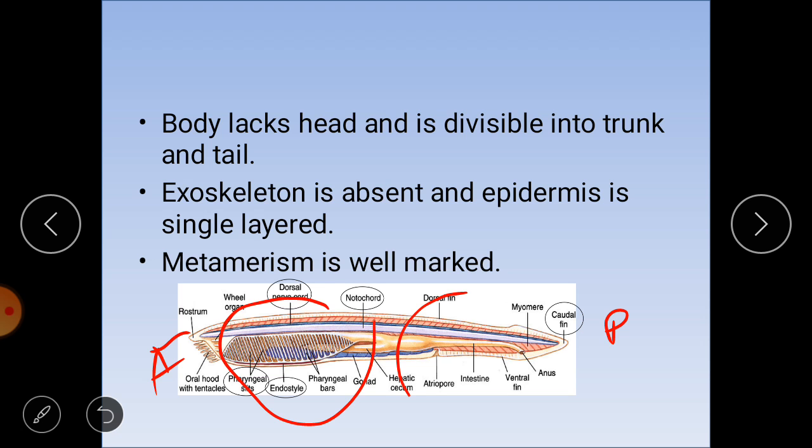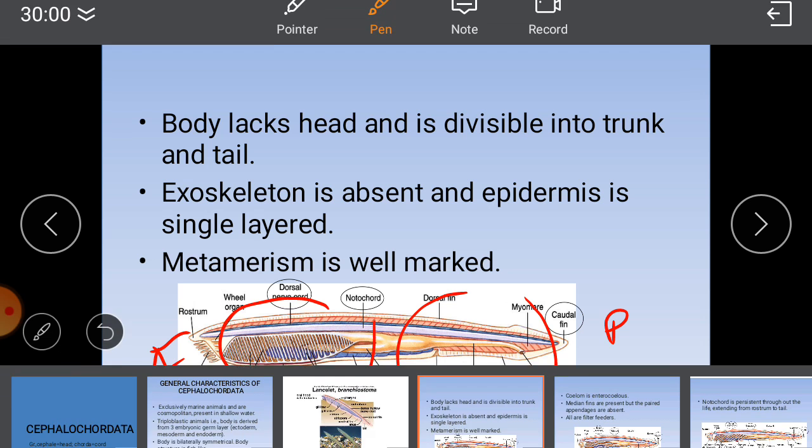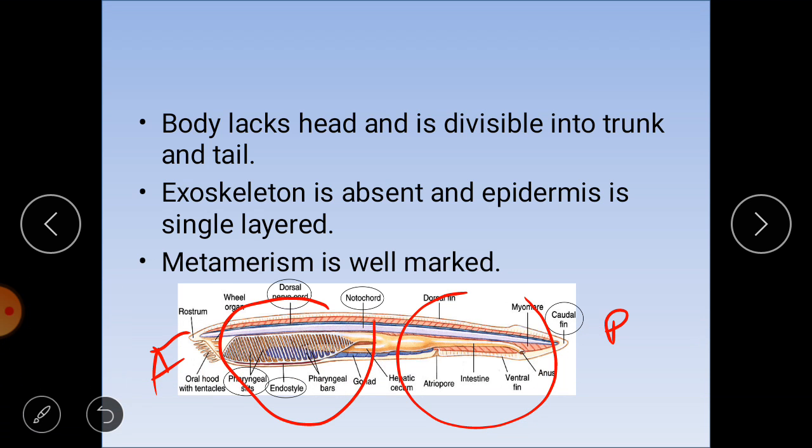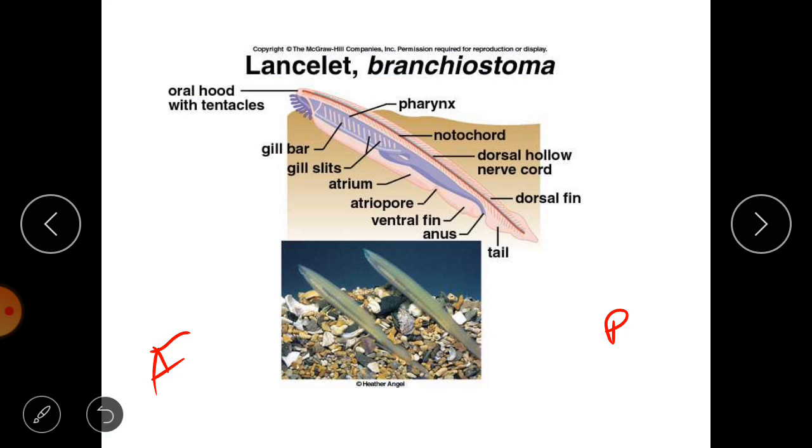Exoskeleton is absent, and the epidermis is a single layer. They don't have any exoskeleton, meaning there is no outer skeleton structure. For example, molluscs, which are non-chordates, have an exoskeleton, but here I'm only saying it as an example: they don't have any such outer skeleton structure. They actually have a very smooth, delicate, almost transparent body.